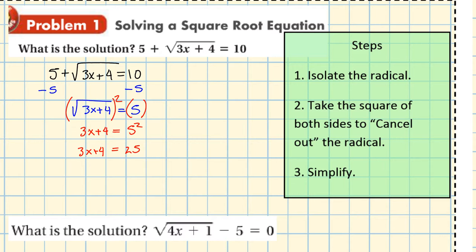Our last step is going to be to simplify in such a way that we isolate x. So, the 4 and the 3 have to be moved away from the x. We're going to first do so by subtracting 4 from both sides of the equation, and dividing both sides of the equation by 3. And our answer is x is equal to 7.